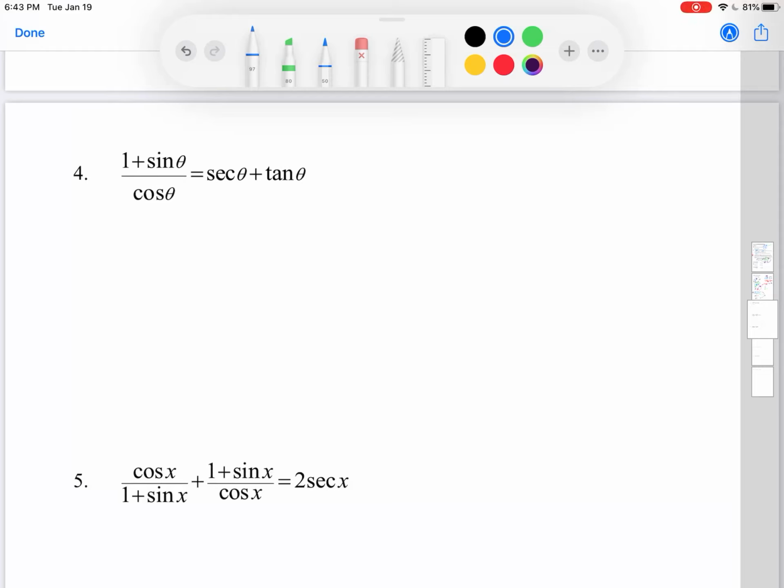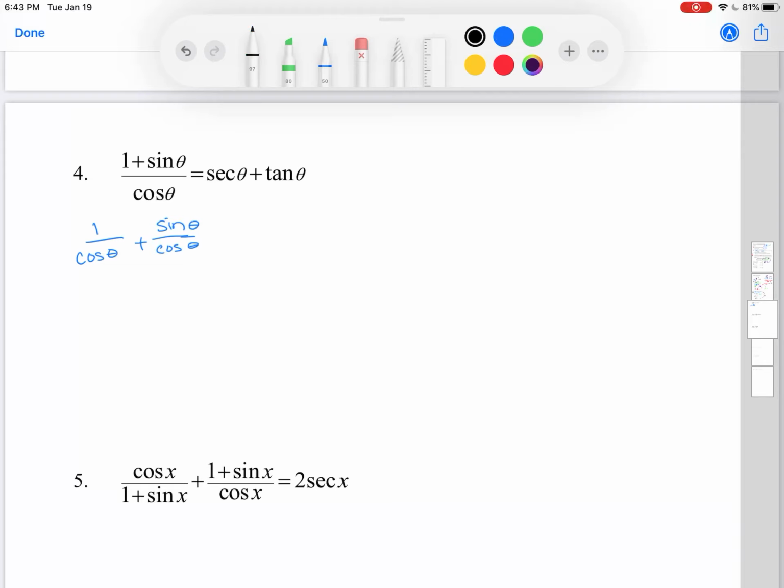Well, it's a fraction. It happens to be one of the fractions that I can split into 2. And what I mean by that is I can split it into one term as just 1 over cosine theta, plus my other term of sine theta over cosine theta. Okay, I didn't change a single thing. I just took that fraction and split it into 2 terms.